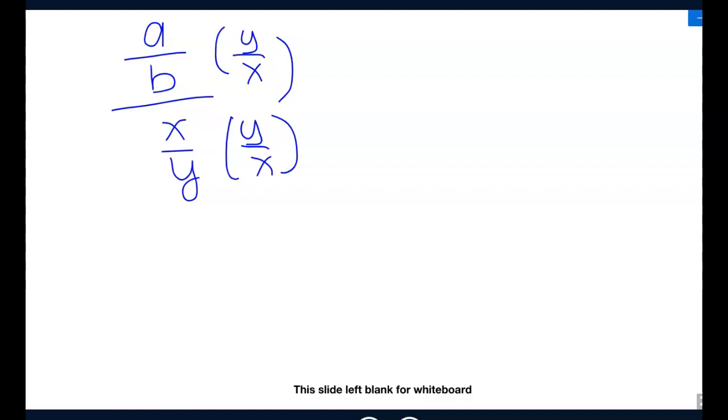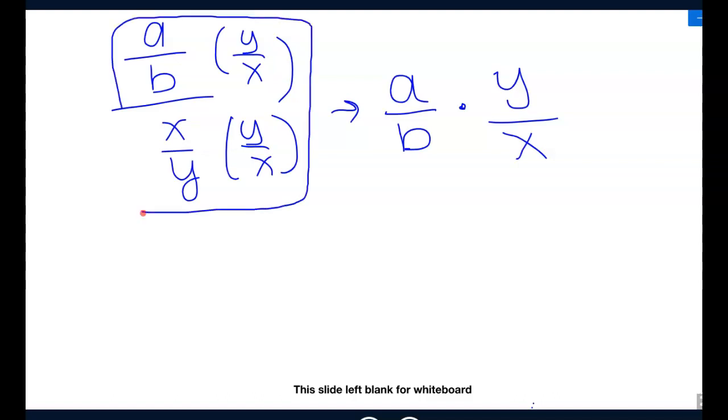So a over b divided by x over y is really the same as a over b times y over x. And that's something you kind of want to memorize, because doing this step here is going to cause you a lot of grief, because it's going to add that extra line.